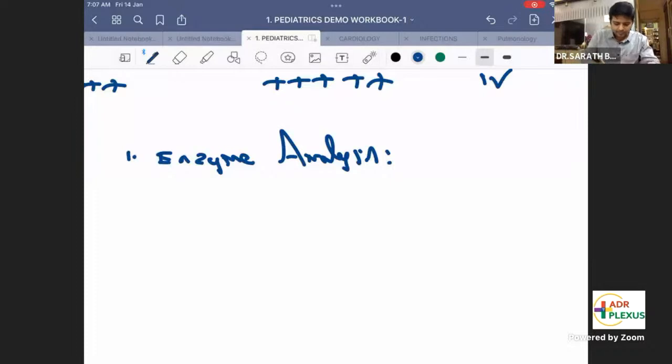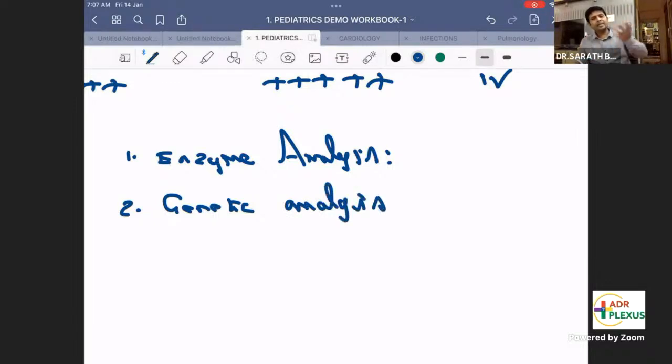So respective enzyme analysis or genetic studies: which gene is responsible to cause that specific defect in the enzyme? So genetic analysis. One is direct evidence, another is indirect evidence. So far you know what the indirect evidence is. Now to confirm, you need to have direct evidence.